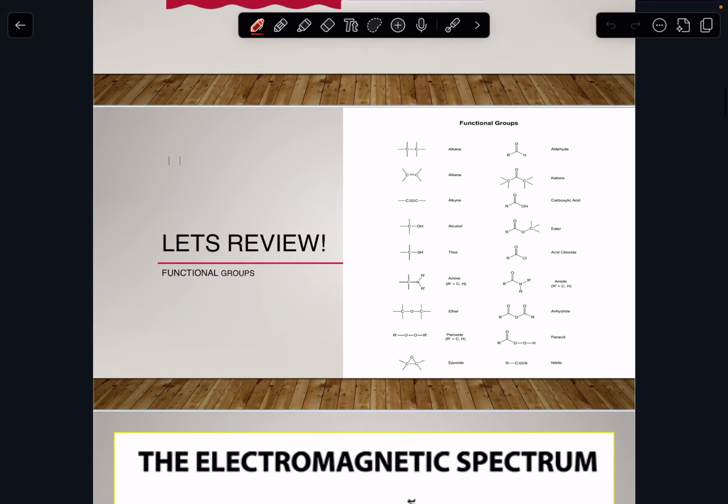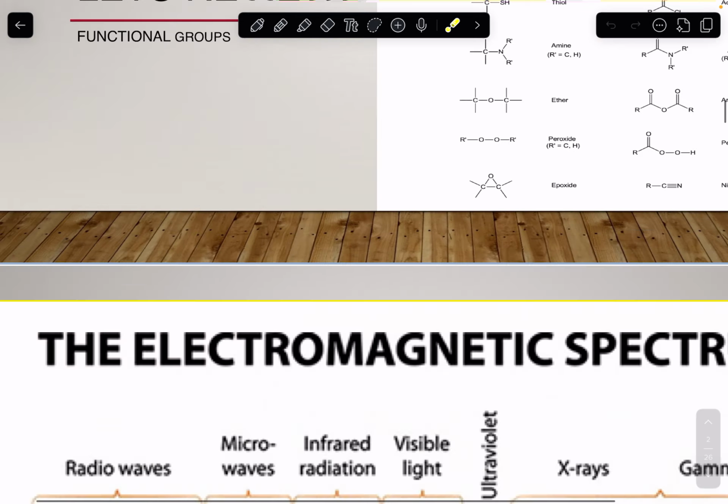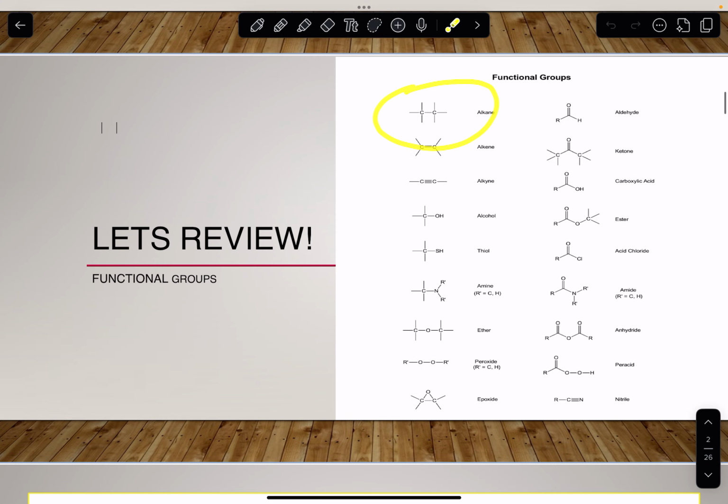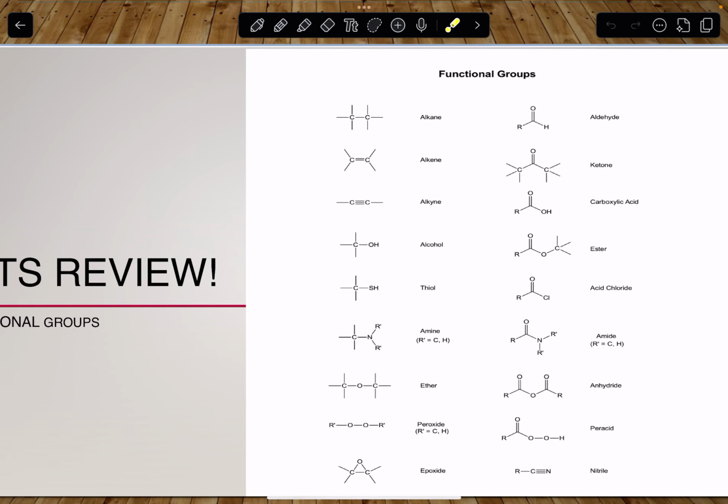Okay, so let's first review functional groups. There's not much to say. Each of these has a different spec, right? So each of these shows up differently on your IR spectrum. So I would know your functional groups straight up, okay?